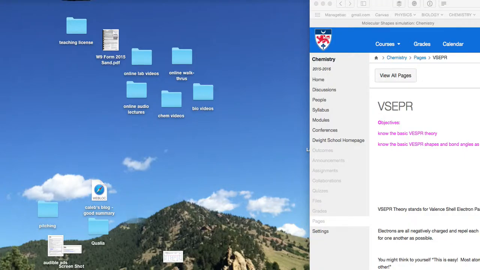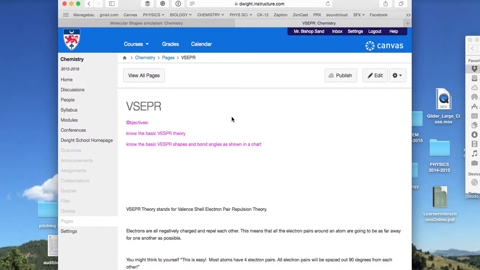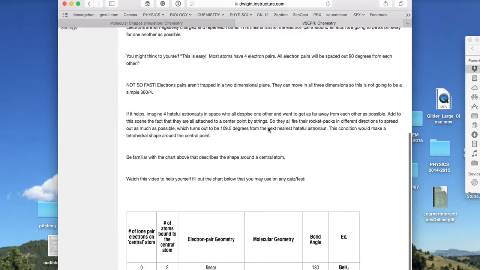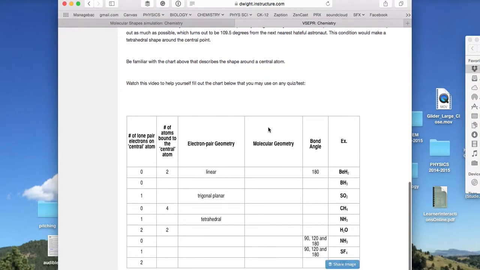Hi there, I'm Mr. Sand, and we're going to talk about VSEPR, or valence shell electron pair repulsion theory. You've got a reading on Canvas that looks like this. You go through the reading, and then you go down to the bottom, and it tries to explain everything, and you've got this chart, and it's not full. So today we're going to fill out this chart.